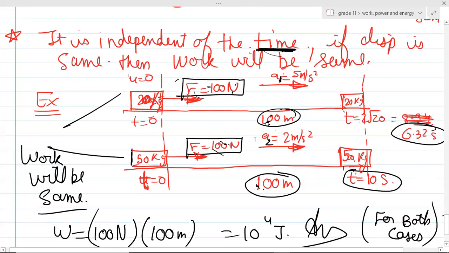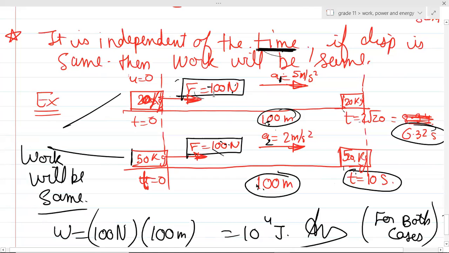But I am saying that we are comparing for a single force, no? That is this 100 Newton force doing work in two different cases. The same force was doing work in two different cases. In this point, it contains the same force. But sir, different forces are not mentioned in your point, right?